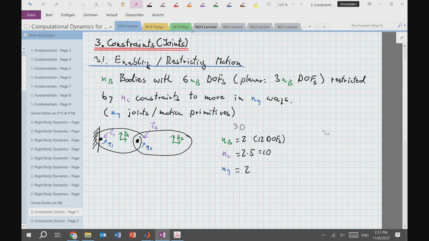In 2D, a similar story. NB is still 2. But in 2D, we would just have 2 translations and 1 rotation per body. So 6 degrees of freedom. How many constraints do we have in 2D per joint? 2. I cannot move in X direction, I cannot move in Y direction. So 2 times 2 equals 4. And in 2D, we would also have 2 remaining degrees of freedom, so 2 motion primitives.